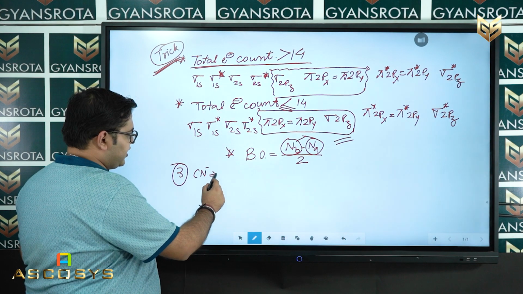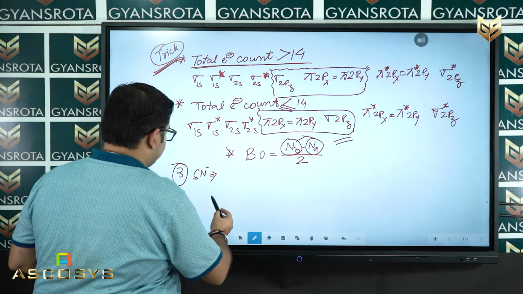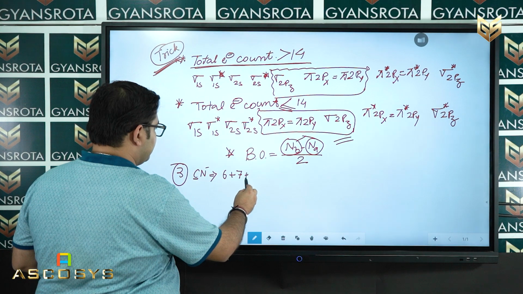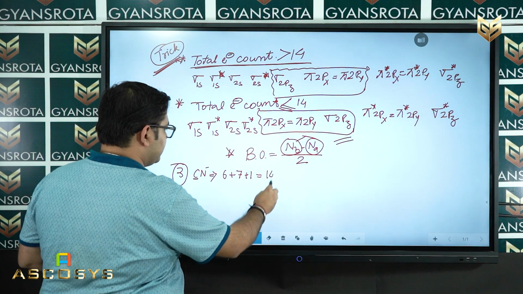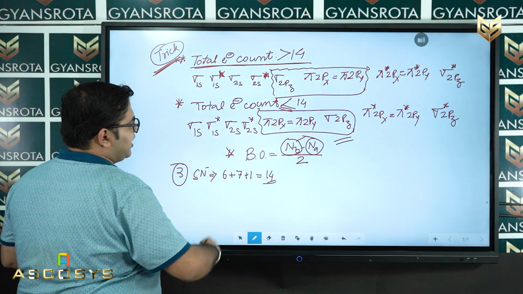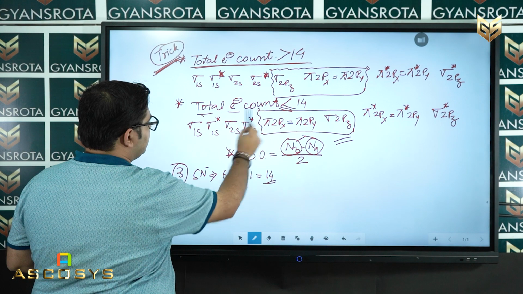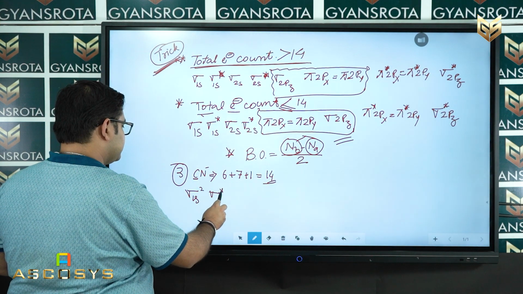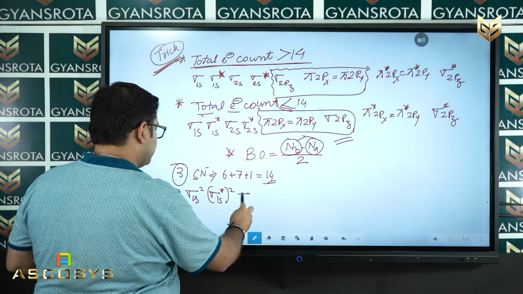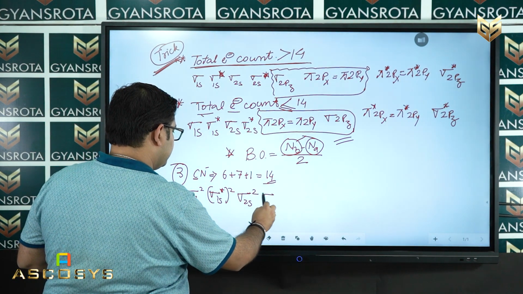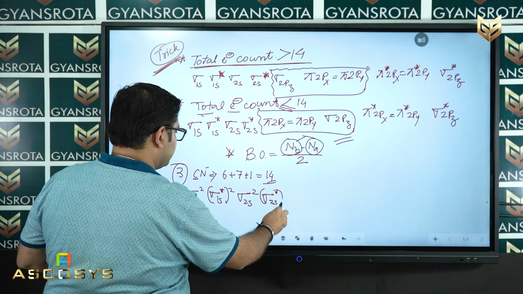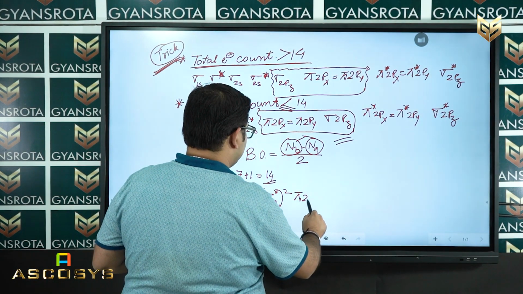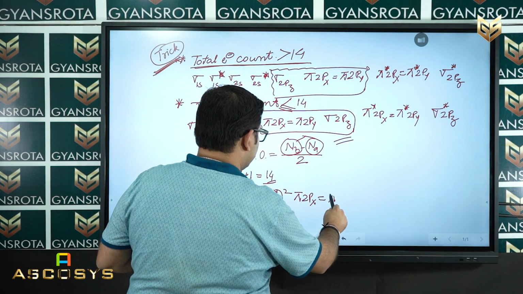What is the total electron count? It is 6 plus 7 plus 1, and it comes to 14. Now, when the total electron count is 14, what order do we have to follow? We have to follow this order: sigma 1s 2, sigma star 1s 2, sigma 2s 2, sigma star 2s 2, then pi 2px and pi 2py.